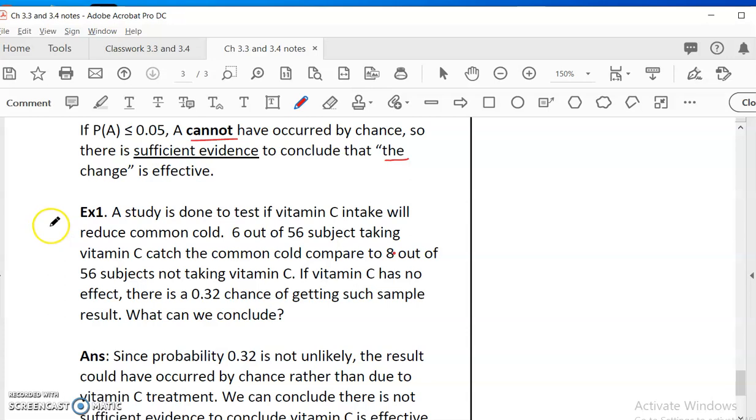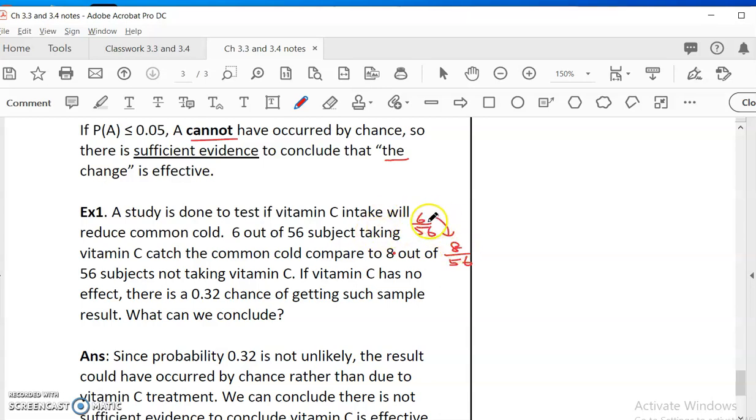So the relative frequency is different, right? This is 6 out of 56. The other is 8 out of 56. Should I just compare the percentage? No, we don't do that. We don't directly compare the difference. We compare what is the chance of having such a low number.